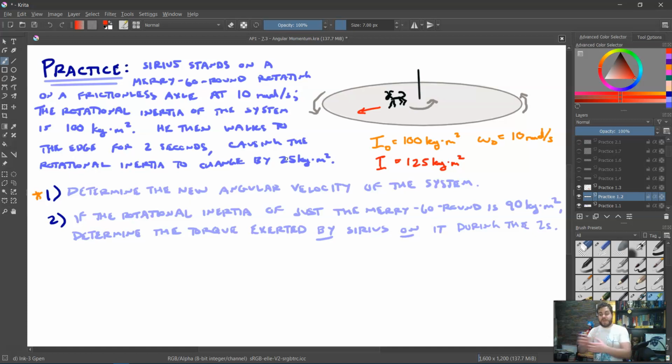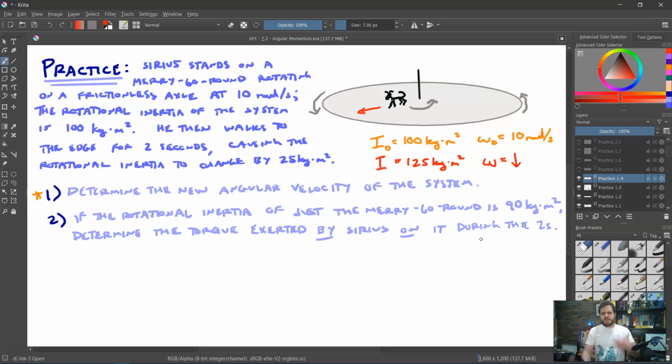Because he moves further away, the mass is further away from that axis, so this value must go up. Additionally, we said that the initial angular velocity was 10 radians per second, but we want to know, okay, what is the new angular velocity? But we know it must go down. And the reason why we know it must go down is because if the rotational inertia goes up, the angular velocity must go down to compensate and keep the angular momentum constant.